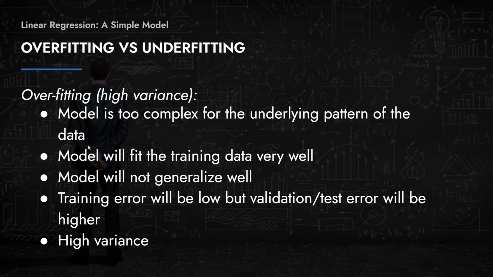This means that training error will be low because it fits so well to the training data, but validation or test errors will be higher. Essentially, this overfitting means there's a high variance. That's a more technical way of describing what's happening: high variance. So you want to minimize the variance.